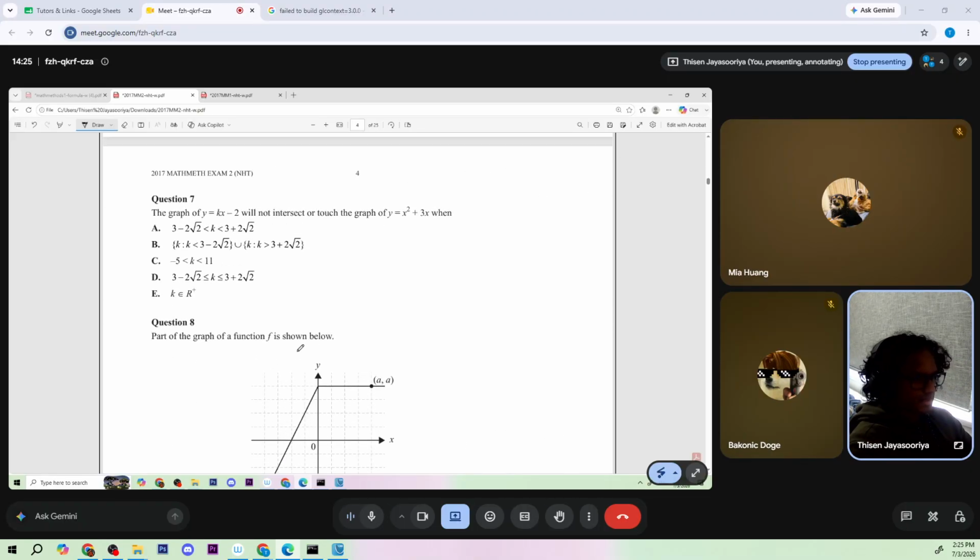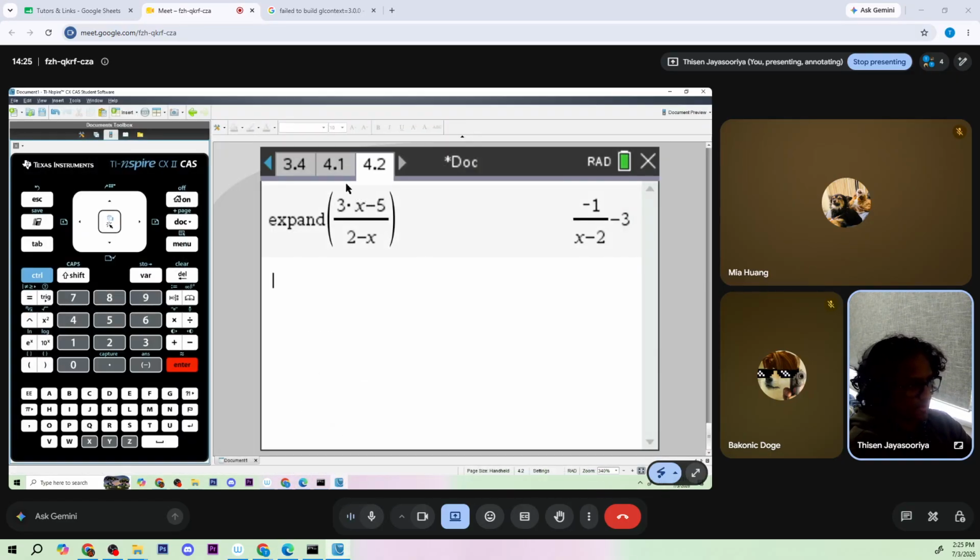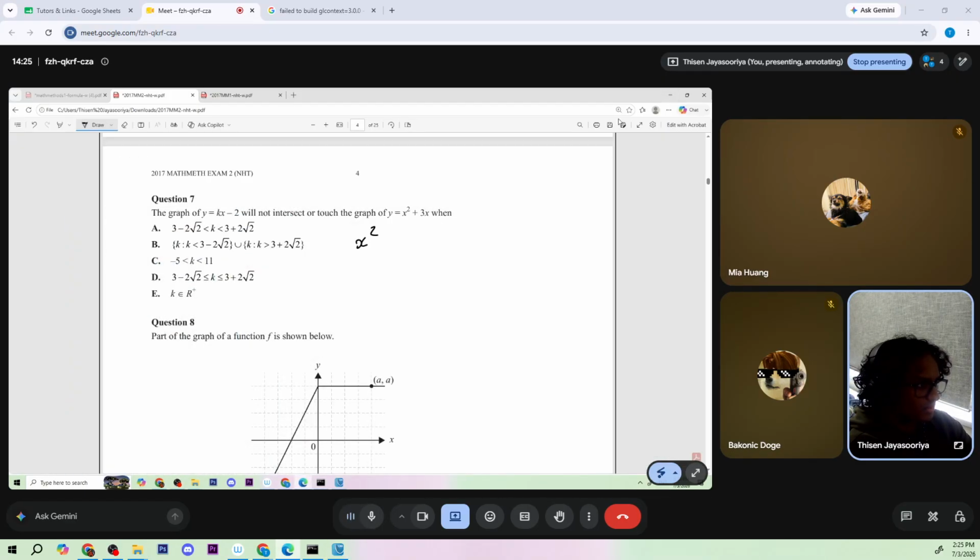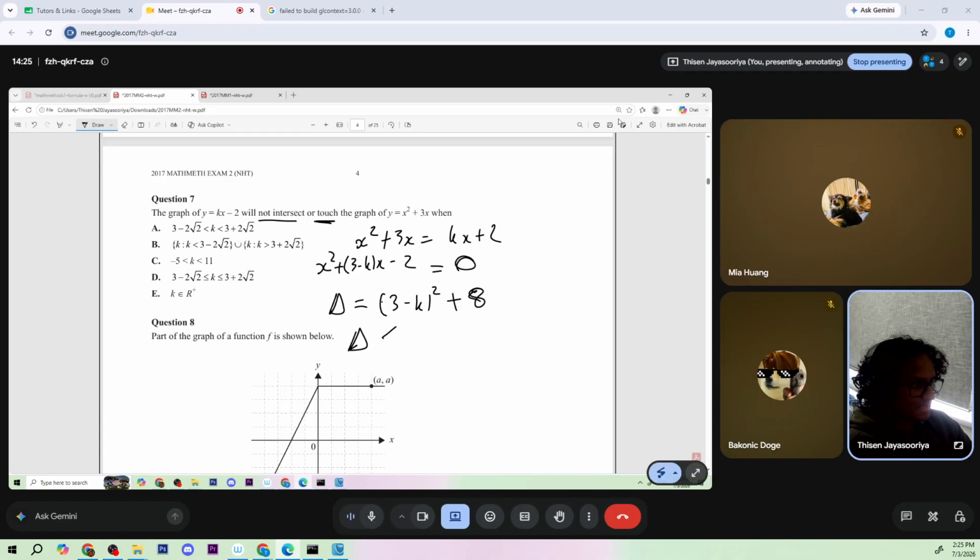Here, these two will not intersect each other. This one is a very common discriminant style question, yeah? So here it says x squared plus 3x is equal to kx plus 2, which means that x squared plus 3 take away kx take 2 is equal to 0. So I can actually use the discriminant here. The discriminant of this function is going to be 3 take away k squared plus 8, right? And if it will not intersect or touch, that means the discriminant is less than 0.